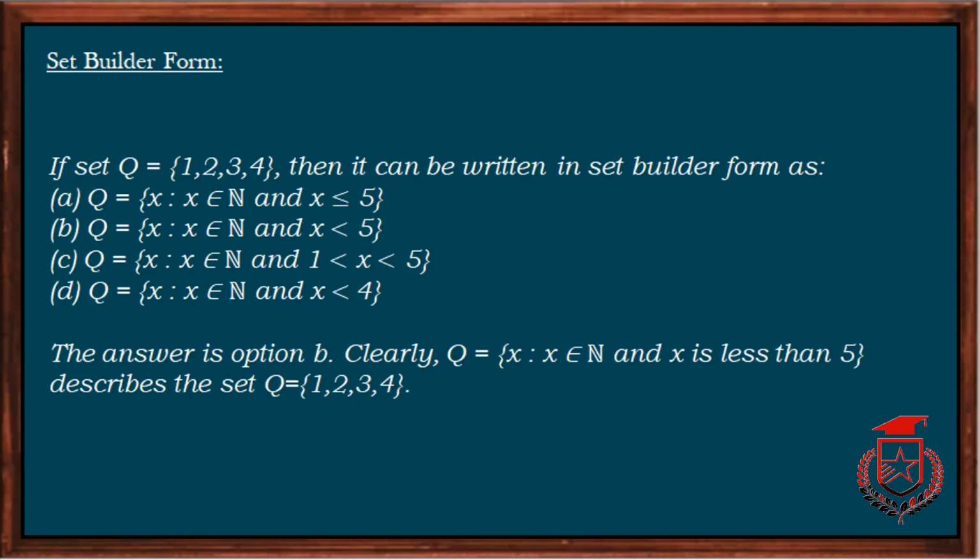For example, if set Q equals {1, 2, 3, 4}, then it can be written in set builder form as: option A, Q equals {x such that x belongs to N and x is less than or equal to 5}; option B, Q equals {x such that x belongs to N and x is less than 5}; option C, Q equals {x such that x belongs to N and 1 is less than x is less than 5}; option D, Q equals {x such that x belongs to N and x is less than 4}. The answer is option B. Clearly, Q equals {x such that x belongs to N and x is less than 5} describes the set Q equals {1, 2, 3, 4}.